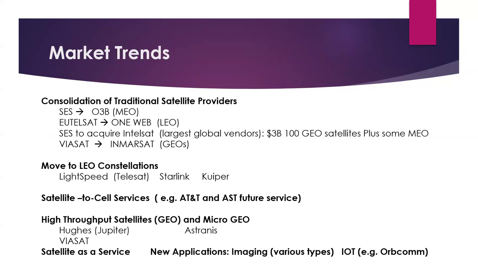So what is happening in the market these days? For one, there's a lot of consolidation of the traditional satellite providers. As you probably know, SES, which is a European company that owns around 50 satellites, acquired O3b, which was a MEO satellite constellation developed maybe 12 years ago or so, started by Mr. Greg Wyler, and it was eventually bought by SES. Eutelsat just recently announced that they're taking control of OneWeb, which is another one of these big constellations that started several years ago.